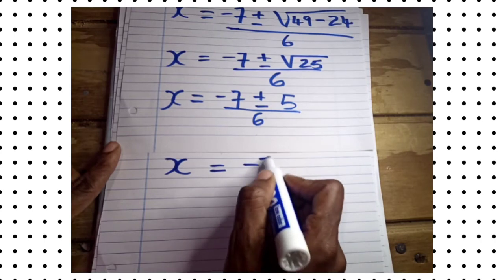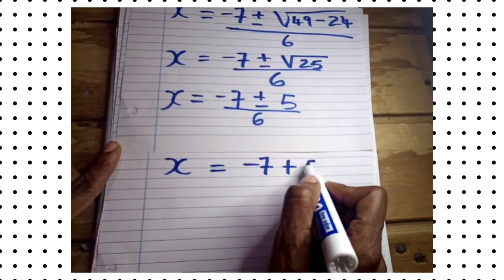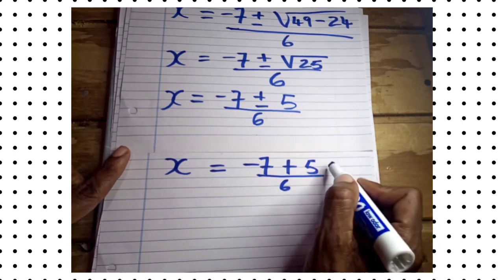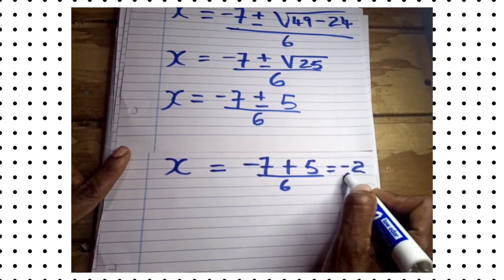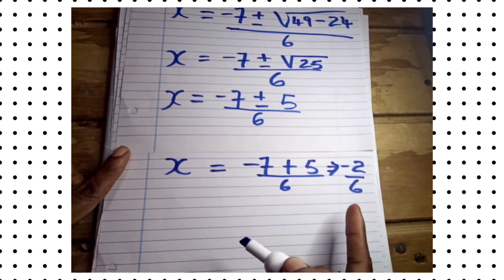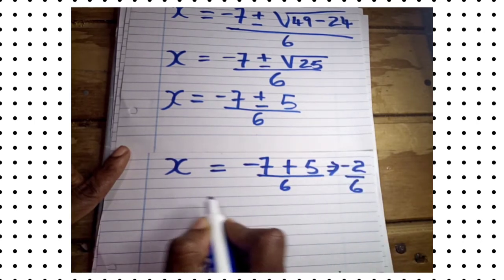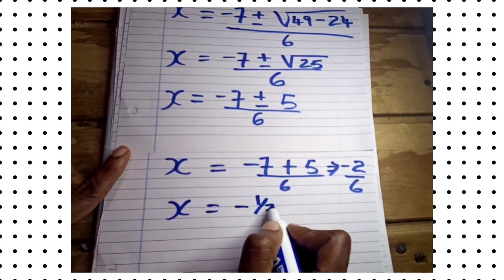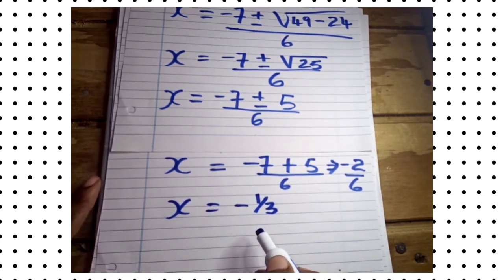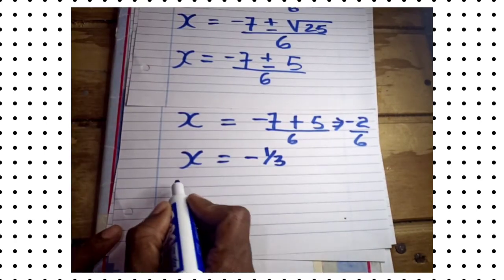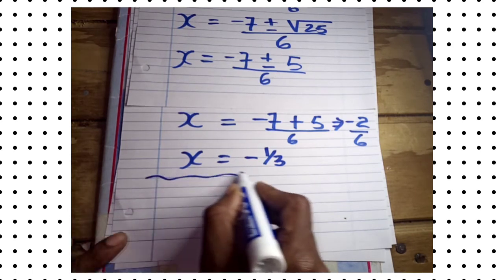So you say now that x is equal to negative 7 plus 5 divided by 6. I'm doing the addition first. So I get negative a third, x equal to negative a third.